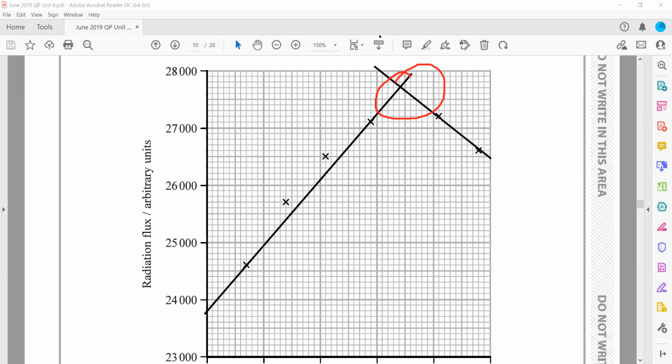And here the line of best fit is not exactly straight, because it is slightly curved. If the line of best fit is straight, then it will be more accurate compared to this one. And we are not repeating the values near the maximum. That's why it leads to error as well.